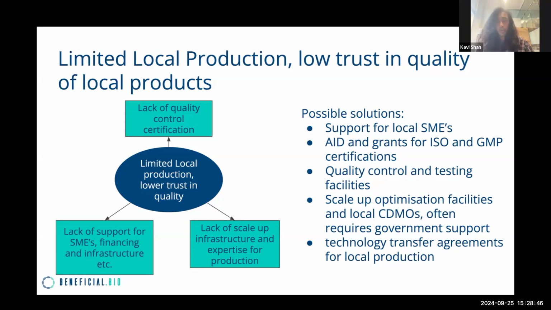For example, support for local SMEs, and that includes financing of all aspects, from startups to proof of principle, scaling up, and different aspects of going from idea to a product. Aid and grants for certification, including ISO certification and GMP, good manufacturing practice certifications, which are internationally accepted. Quality control and testing facilities that can be used by startups.